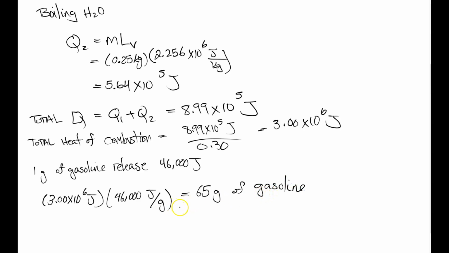Now, if we wanted to change from grams of gasoline to liters, we can find out that this is about 0.09 liter. Keep in mind that 1 gram is about 1 milliliter.